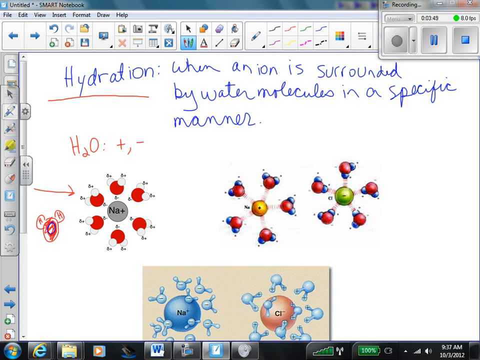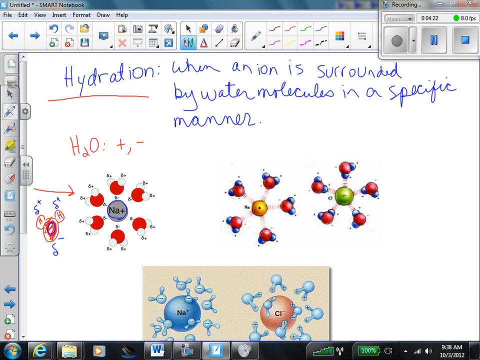The oxygen side has a very slight, that's a Greek letter delta, and delta means very small, negative charge, and the hydrogen end of a water molecule has a very, very small positive, a delta plus charge. So ions have a charge, positive or negative. The sodium ion right here has a positive charge, so the negative ends of the water molecules will be attracted to the positive sodium ion.